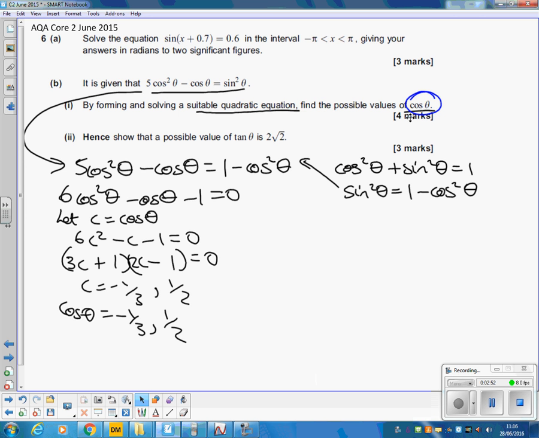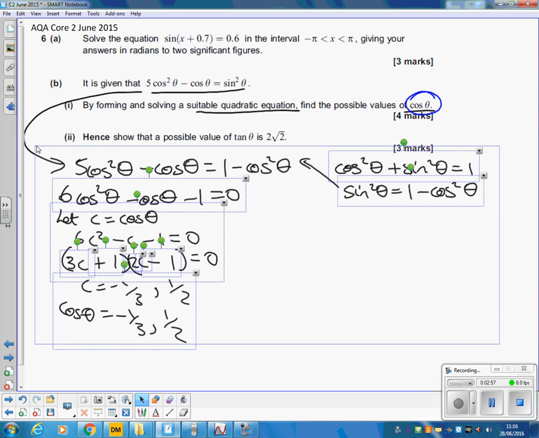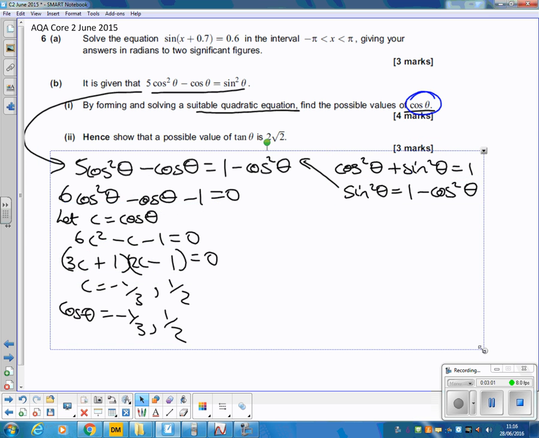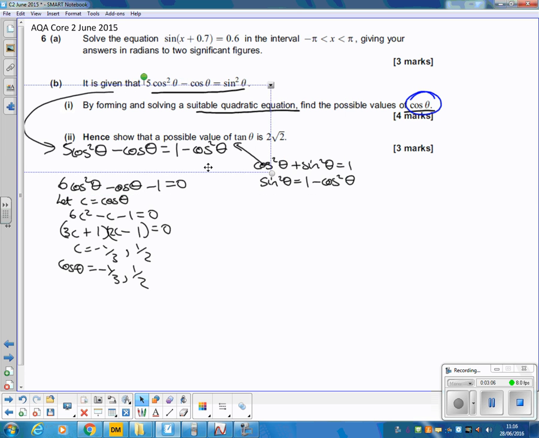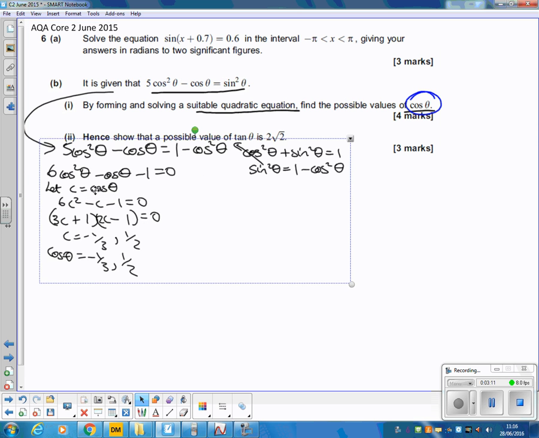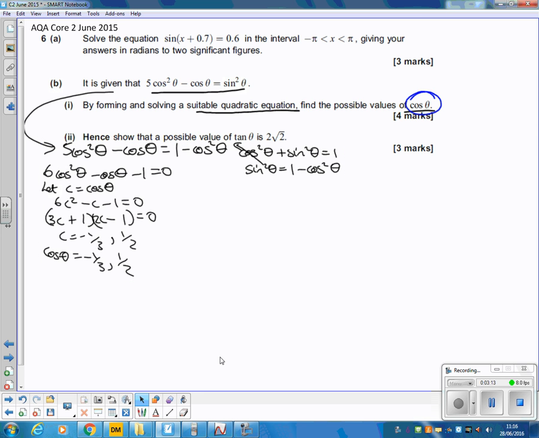Okay, so we've done all that in part 1. And we found our possible values of cos theta, and now we've got the really thinking bit here. So let's just move some of this to the side and have a bit more space. Right, so it's saying that hence, now hence is in bold, so we're going to have to use our answer to part 1, and they want us to get to tan theta equals 2 root 2.